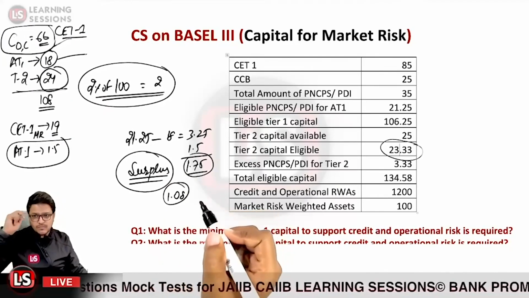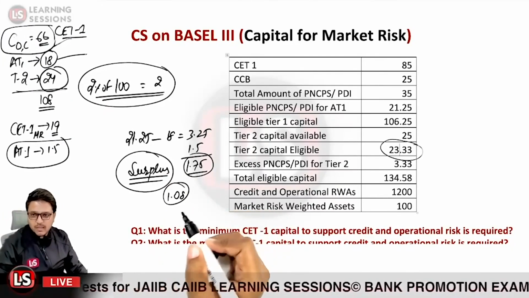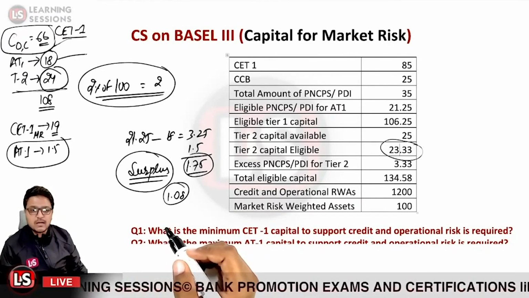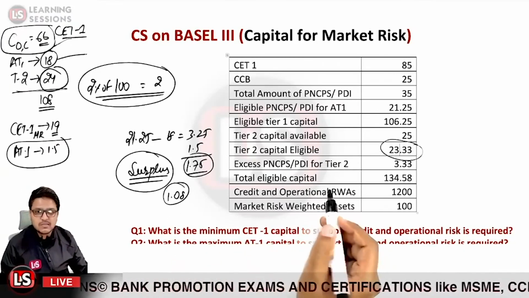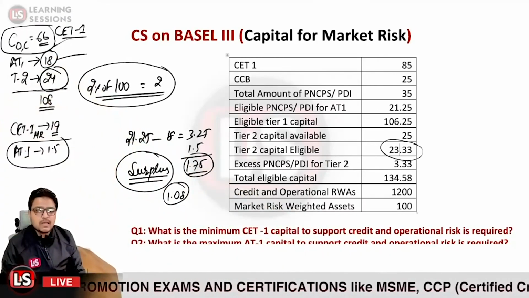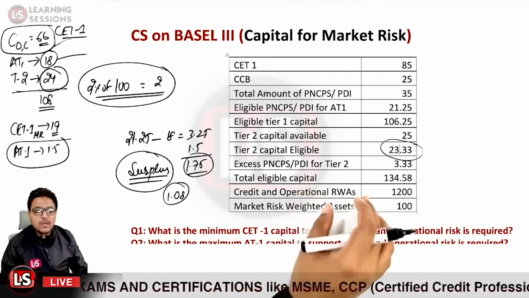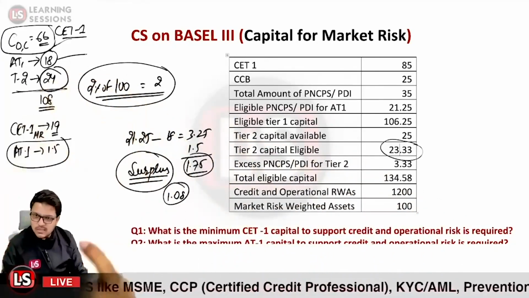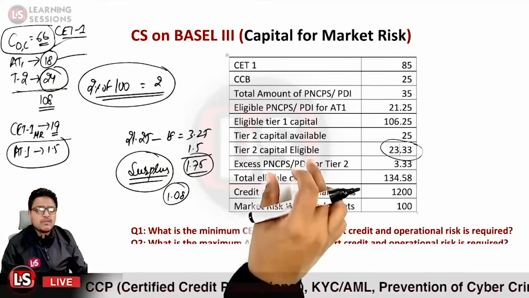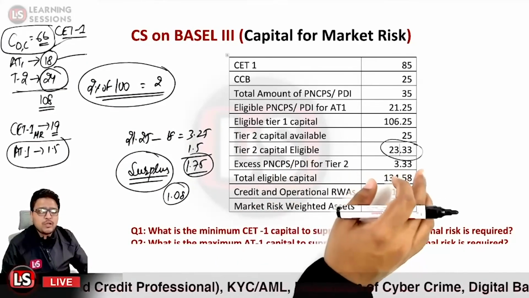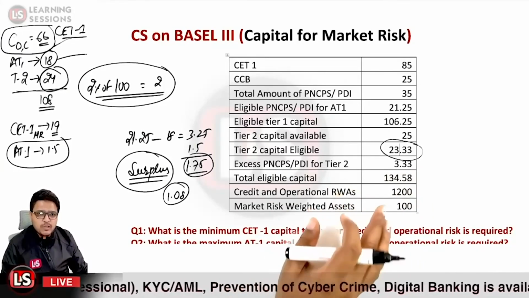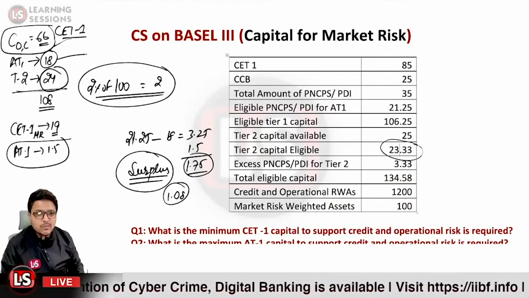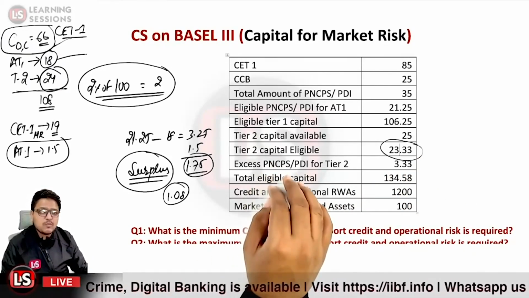Are you getting this particular point or not? Let me explain it to you again. We are already provided with the tier 2 capital, and we calculated it as 2% of the risk weight assets in the case of the credit and operational risk, that is 2% of the 1200, and that comes out to be 24 in this particular case. Is that clear? But the tier 2 capital which is eligible over here is 23.33. I think that previously it was given as 28.33, because previously the excess of P and CPS is given to be 3.33.